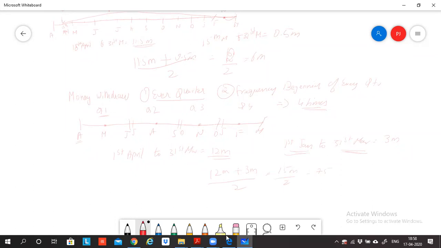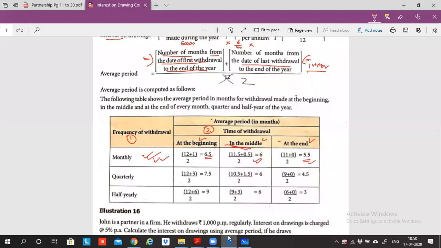7.5. So if I go to the table, somebody's table. So I am withdrawing money every quarterly, and the frequency is at the beginning of the financial year. The formula is 7.5.